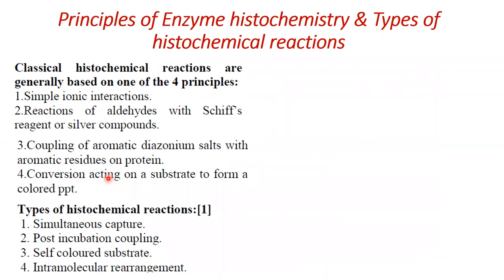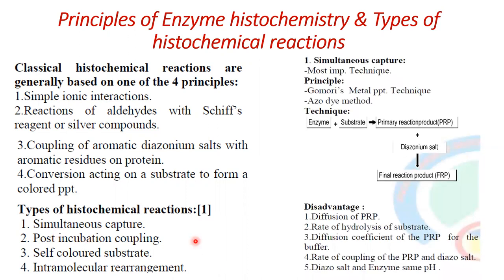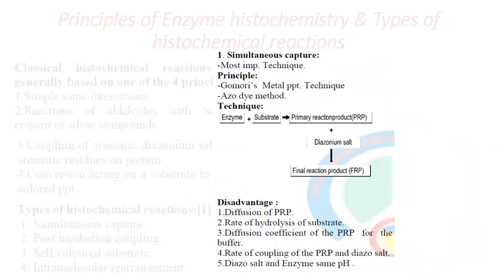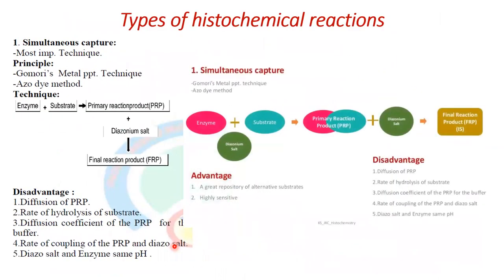Then we discussed the reactions of enzyme histochemistry, including simultaneous capture, post-incubation coupling, self-colored substrates, and intramolecular rearrangements. Right? So we emphasized individual things, like what is simultaneous capture. Immediately after adding a substrate to the enzyme in the presence of diazonium salt, it will make a primary reaction product. Immediately we will get a color. That is called a simultaneous reaction. That means in simultaneous reaction, there is no need of any incubation time. Here, we are bypassing the incubation and directly getting a reaction. So that is why it is called simultaneous capture.